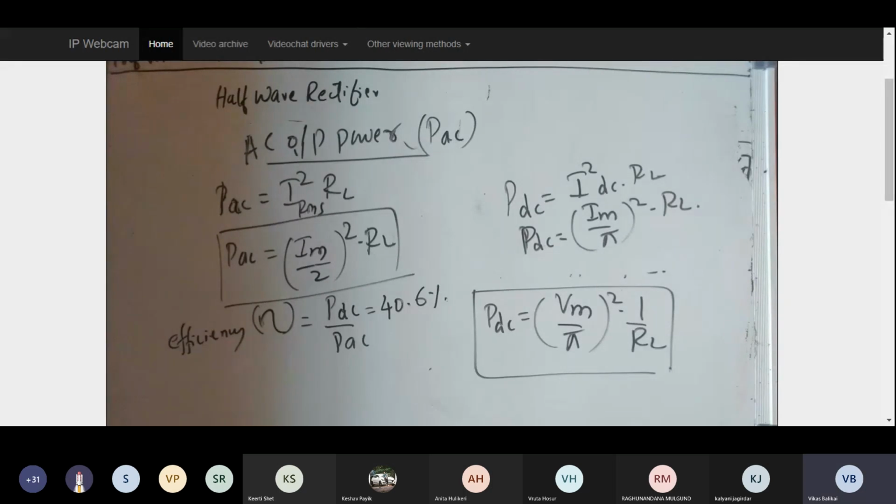So if this is a scenario, then definitely the rectifier efficiency of whatever I am getting as 40.6 is very, very, very bad, because an efficiency somewhere around more than 75 or 80 is termed as good.